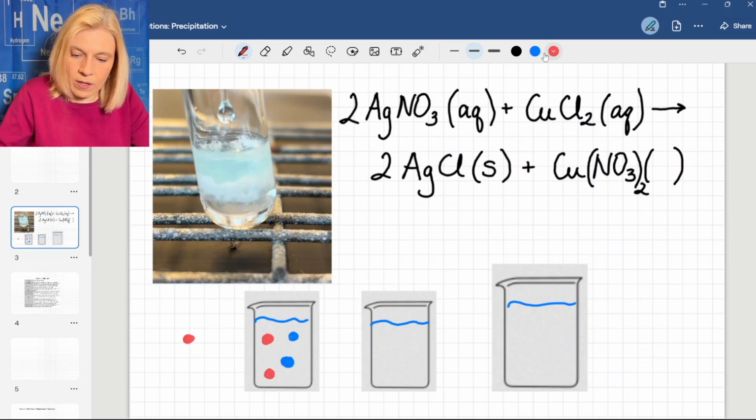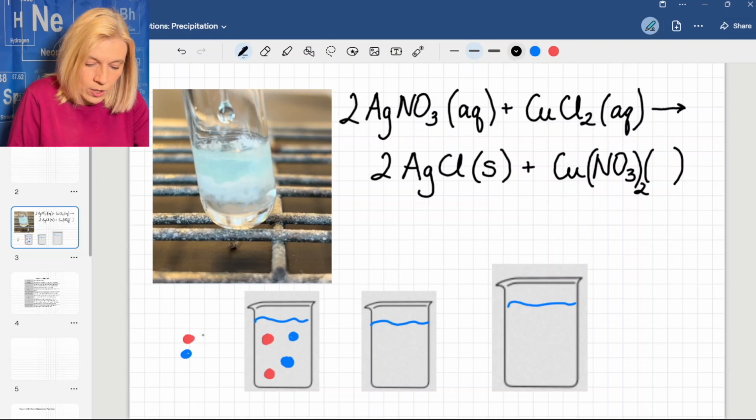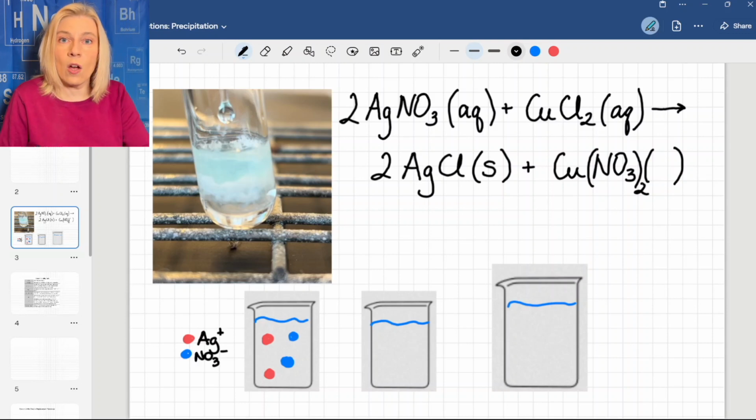I'm drawing my ions separately. They're swimming by themselves. Everyone is swimming by themselves. So the red dot is my silver ion. Blue one is my nitrate ion. So the blue one represents all of my polyatomic ion. It represents 1 nitrogen and 3 oxygens together.